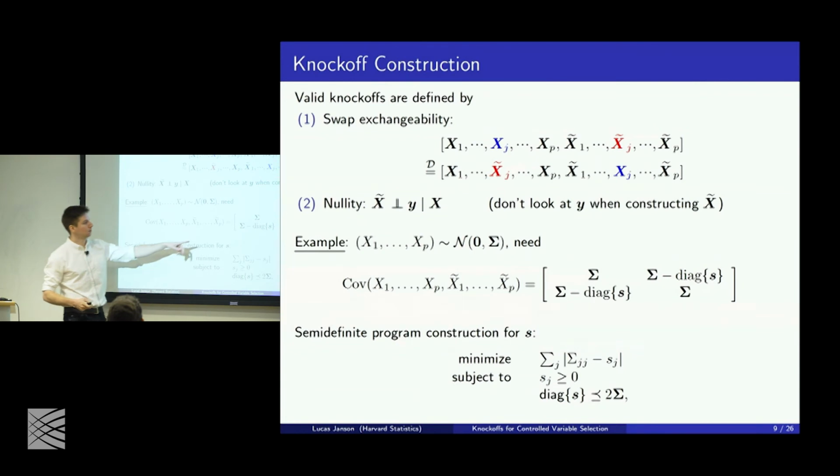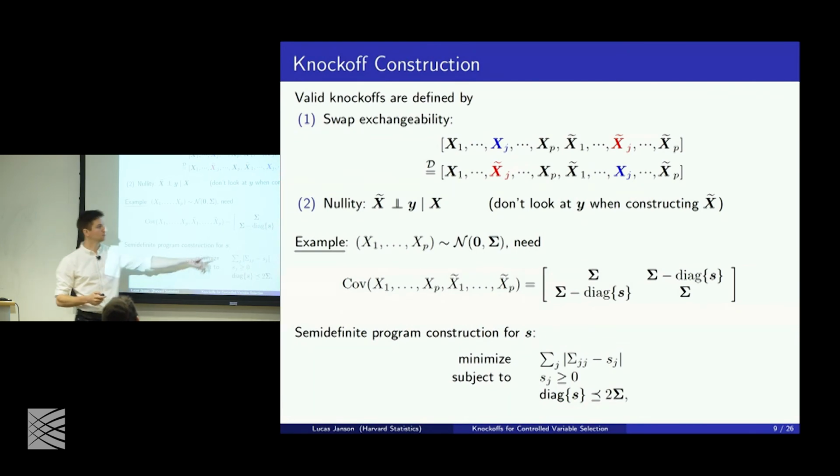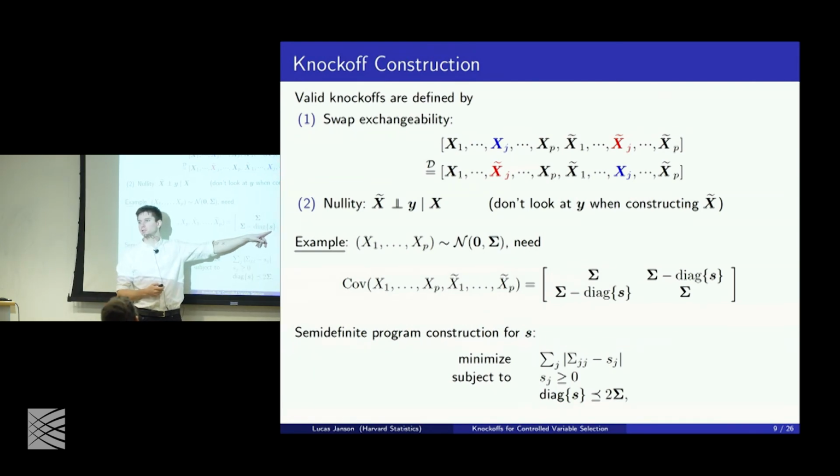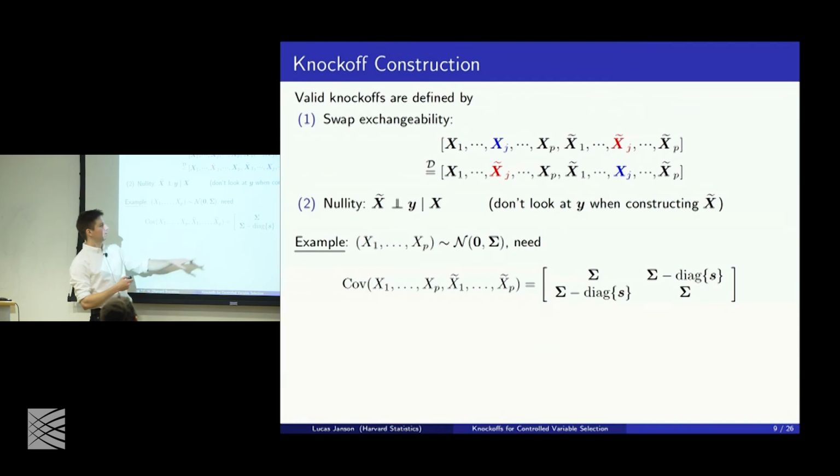Little s is something I defined just now, right here. They're the elements of the diagonal. It's a vector. Little s is a vector of dimension p, and this is how I'm going to find it. Maybe I should have said this expression for any little s such that this is positive semi-definite will give me valid knockoffs, will satisfy this property.